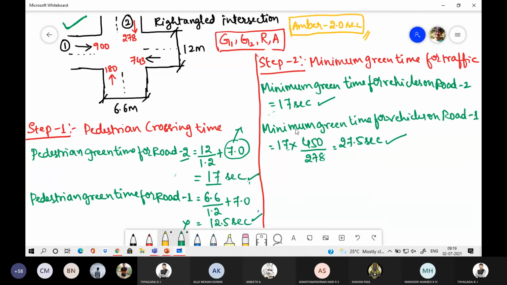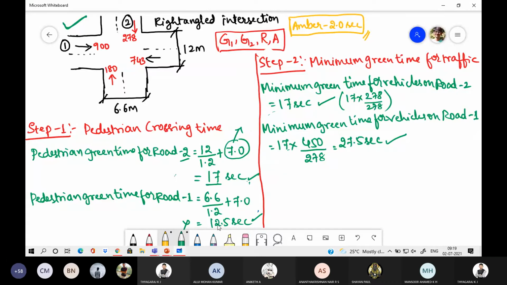Sir, explain once again, sir. Okay. So here we have got 12.5 seconds and 17 seconds. Whatever the maximum green time we are going to provide for pedestrian, that will be considered as the green time for all the roads, for all the approaches. So for road 2 we have already got 17 seconds, so we will be leaving as it is, and you can write this one as 17 into 278 divided by 278 also. So volume on road 2 divided by volume on road 2 we can consider.